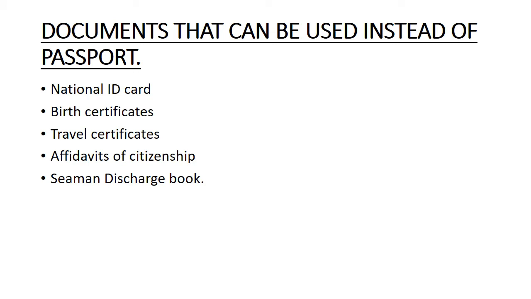Now, what are the documents that can be used instead of a passport? National ID can serve the purpose. Especially if you are traveling locally, you can use your national ID. Then there are birth certificates, travel certificates, affidavits of citizenship, and for those traveling by cruise ship, they can use the Seaman Discharge Book.